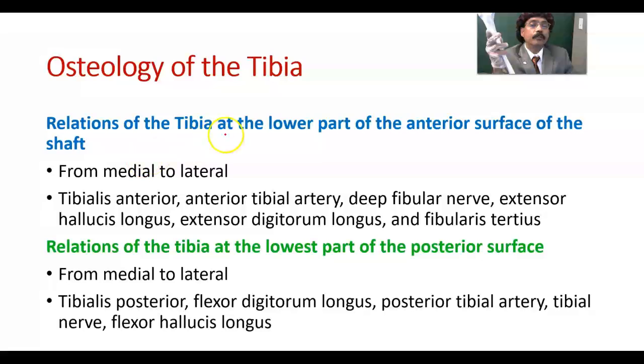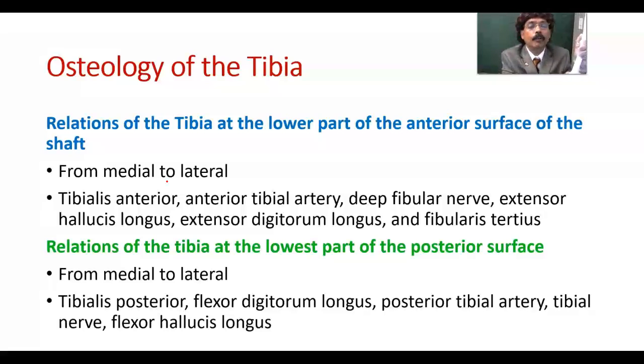Okay, relation of the tibia at the lower part of the anterior surface of the shaft. This is the anterior surface of the lower part of the shaft. What are the structures from medial to lateral? Tibialis anterior tendon, anterior tibial artery, deep fibular nerve, extensor hallucis longus, extensor digitorum longus, and fibularis tertius. So from medial to lateral, tendon of the tibialis anterior, anterior tibial artery, deep fibular nerve, extensor hallucis longus, extensor digitorum longus, and fibularis tertius.